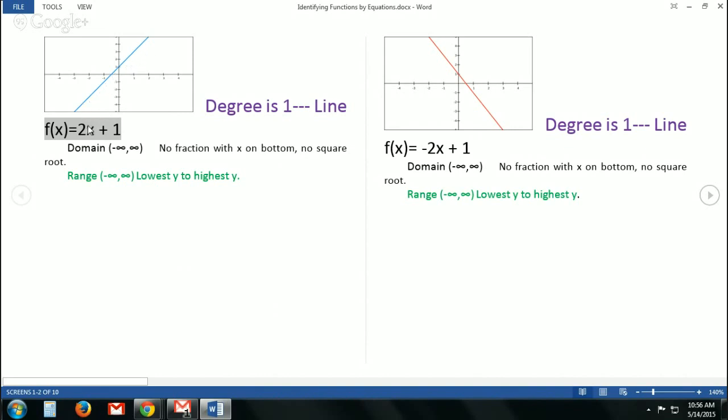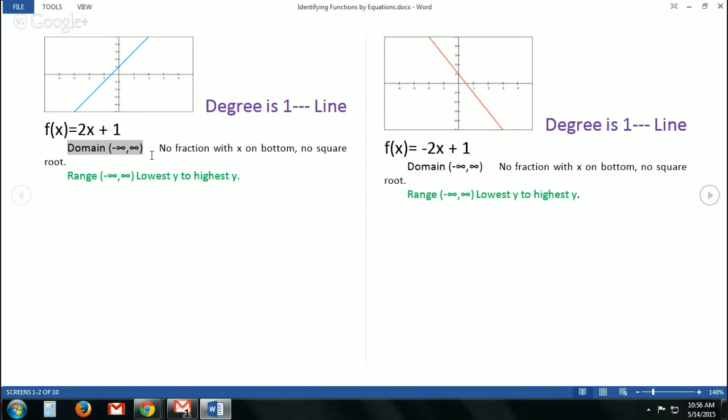Since this is in slope-intercept form and has a positive coefficient on the x, this is going to be a line that goes uphill or increases throughout its domain. Remember that domain is a fancy way of saying, tell me the things that are okay for x. We decided that the best way to find the domain was by looking at the equation and looking to see if there is a fraction that has x on bottom or if there is a square root. When you look at f of x equals 2x plus 1, there's no fraction and there's no square root. So the domain for this is all real numbers from negative infinity to positive infinity.